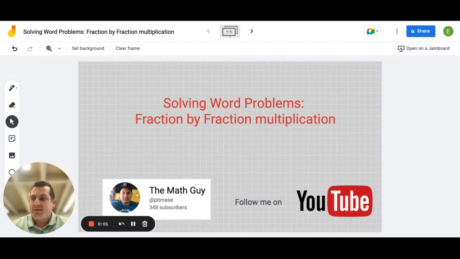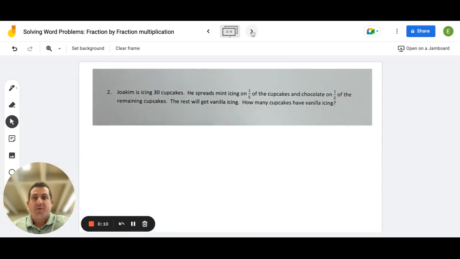Okay, let's get right into this video. This is solving more word problems. These are fraction by fraction multiplication word problems. So let's look right over here.